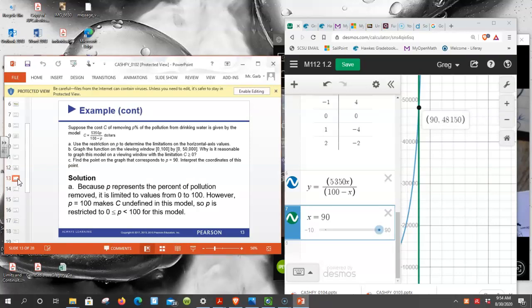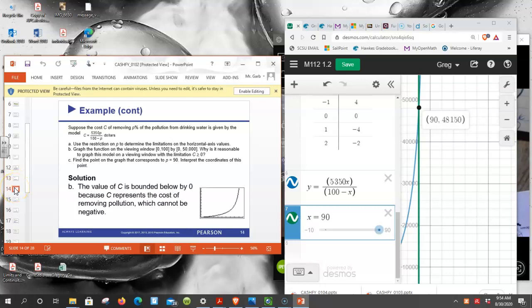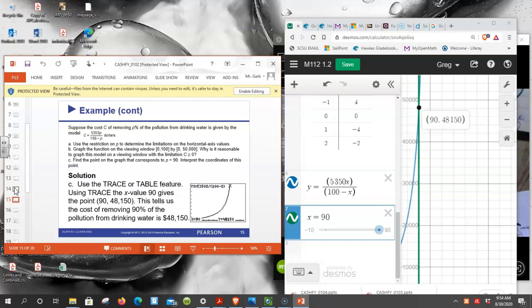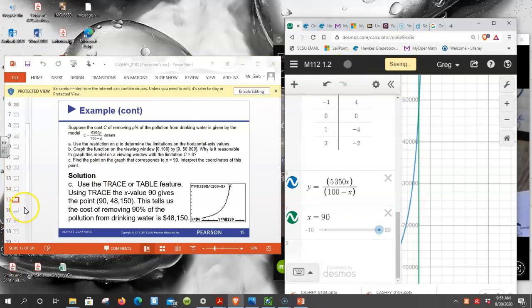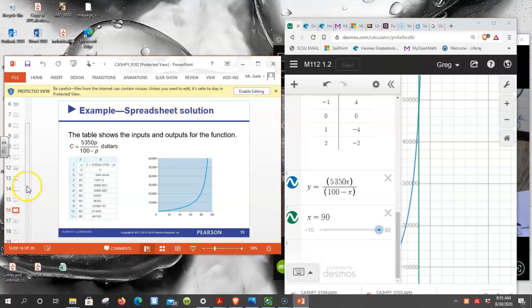So yeah, we did that already. Okay, we did that. Our graph is nicer. So keep hitting save so you have this for later. Okay, you can go back and look at it later. The table shows the inputs and outputs for the function. Isn't that nice? So if you had a graphing calculator, you could find that out.